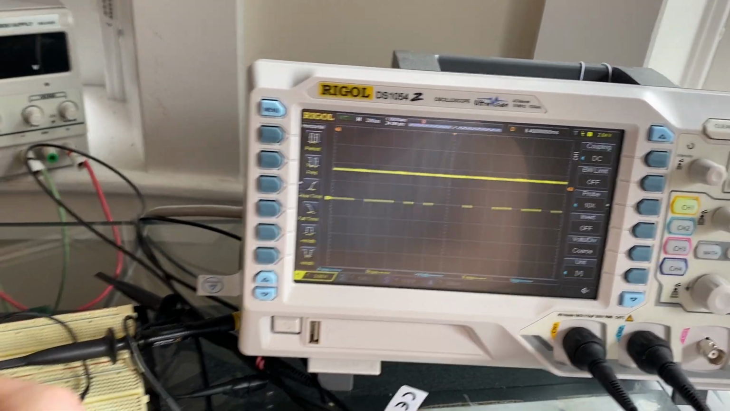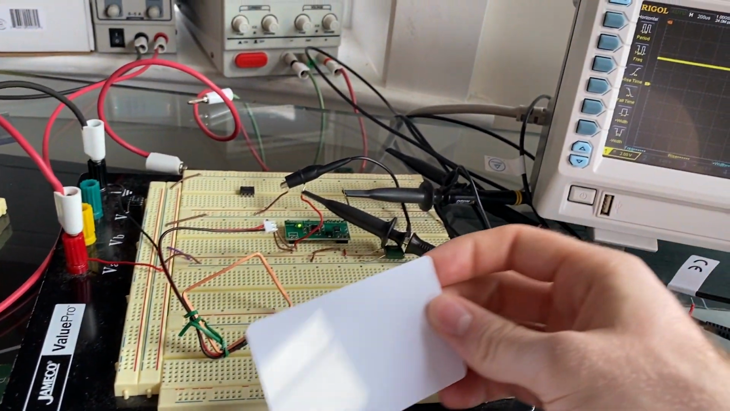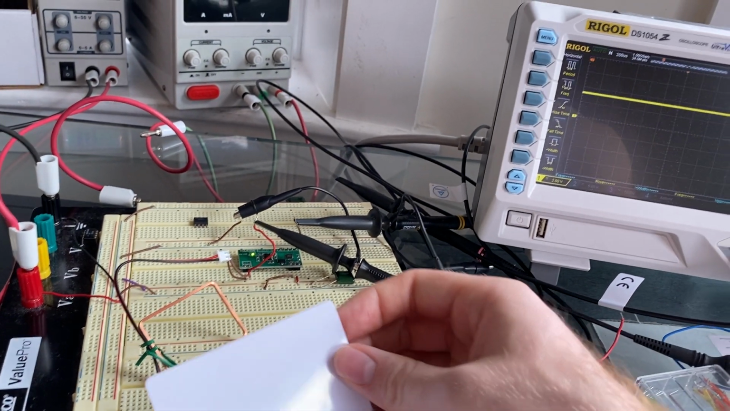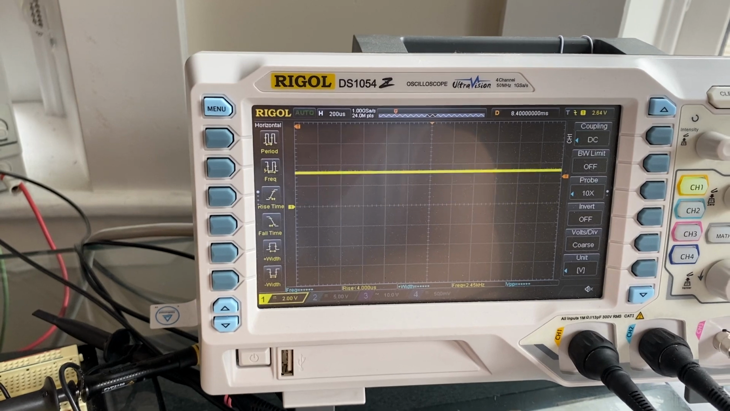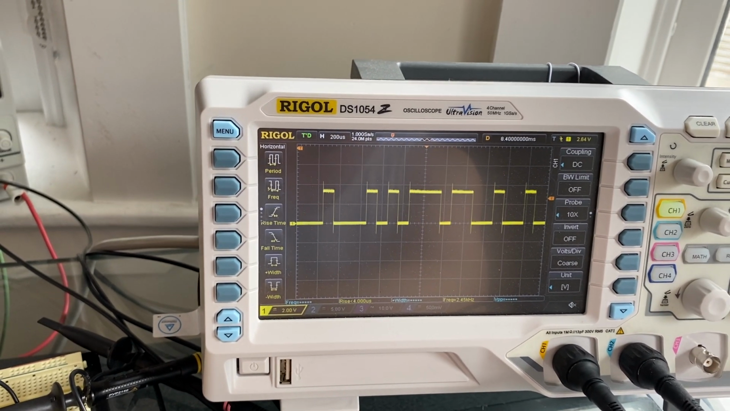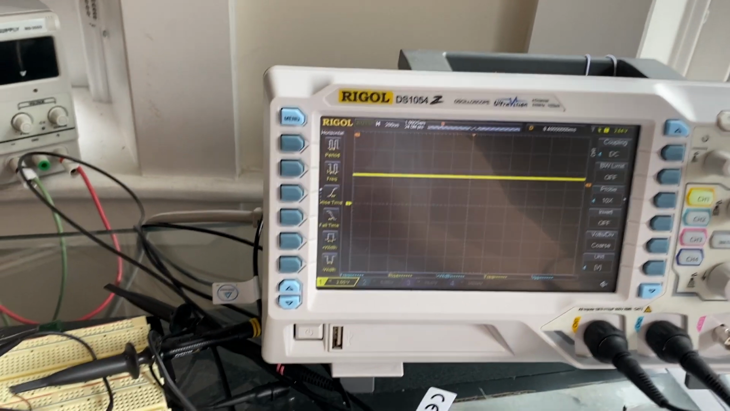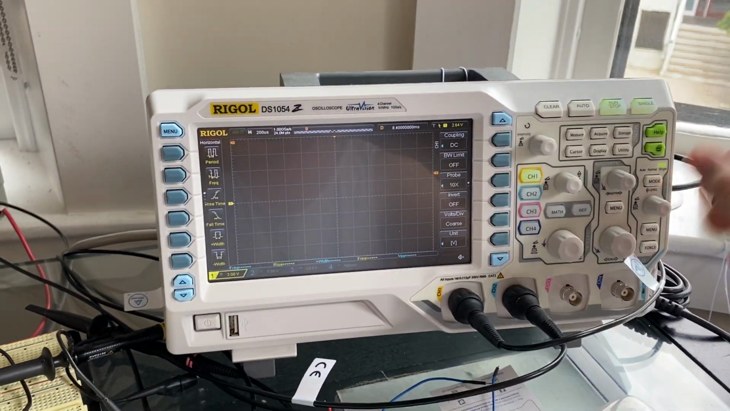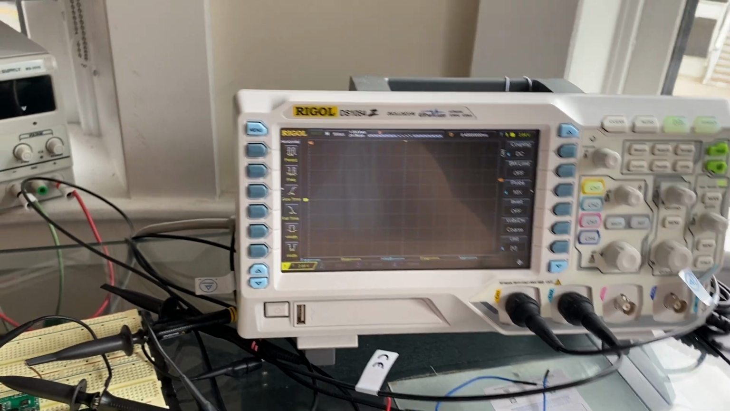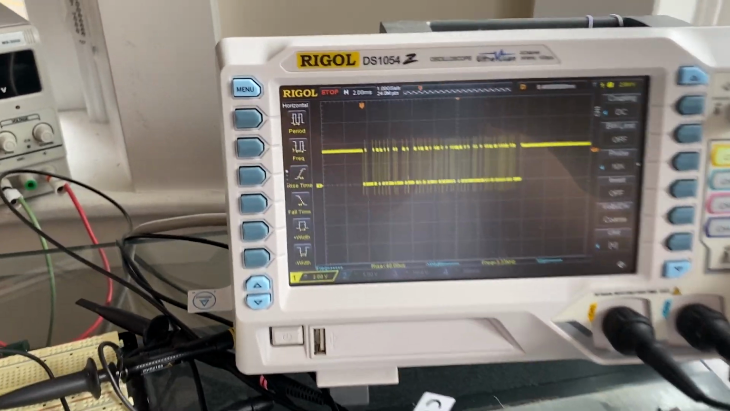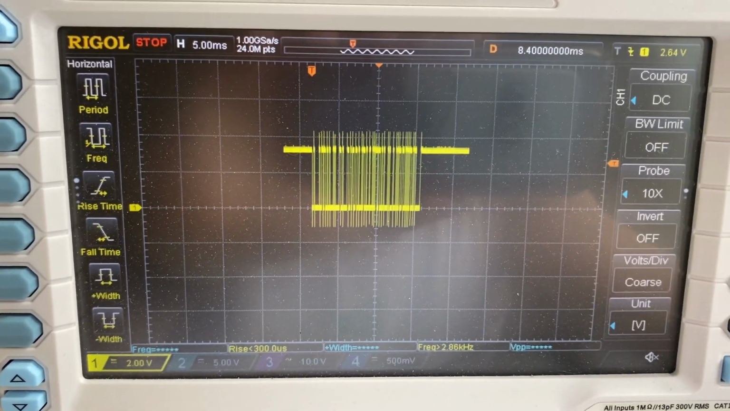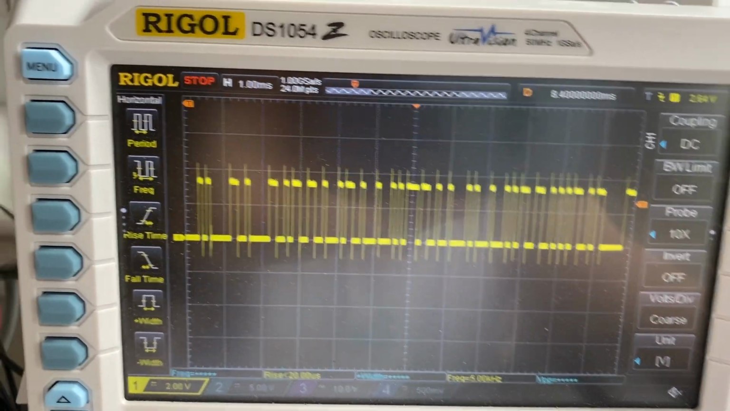So here we can see if I present this card in front of this antenna, the scope shows some sort of output on the TX of the serial data port. And if I change this to single capture mode so we can slow it down, we can observe exactly what we're seeing. So this is what comes up every time we present the card.